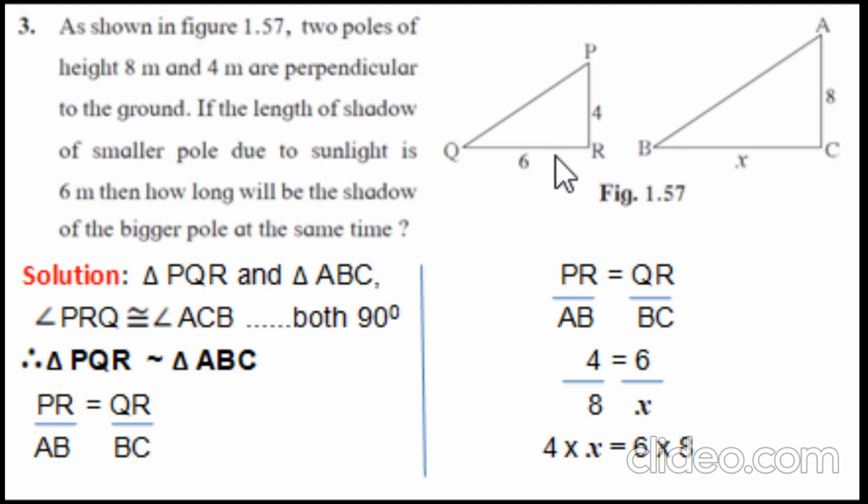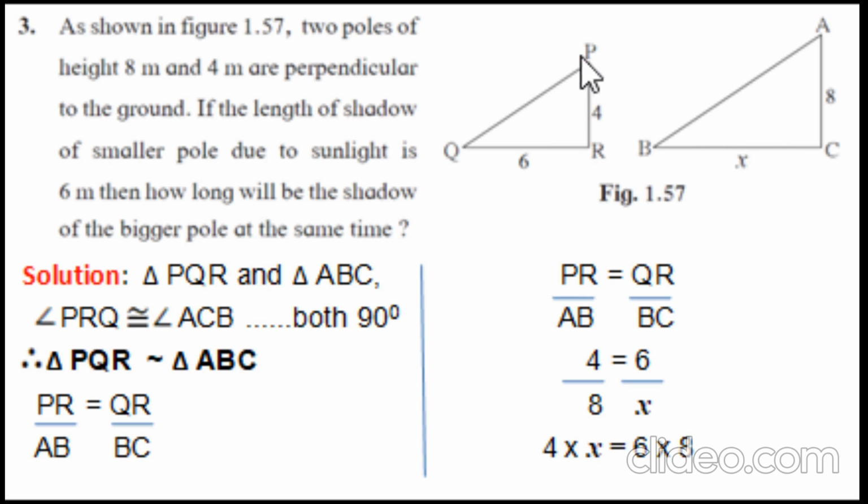The smaller pole's shadow is QR, that is 6 meter. So we have to find out X, that is the shadow of the bigger pole at the same time when the smaller pole's shadow is 6 meter. So we have to find out the value of X.